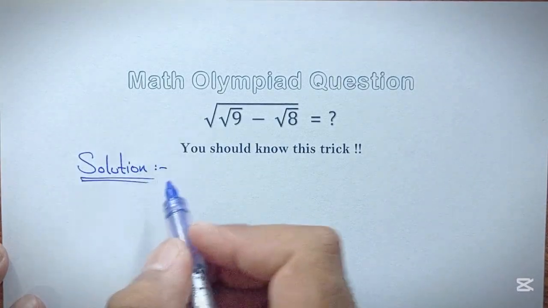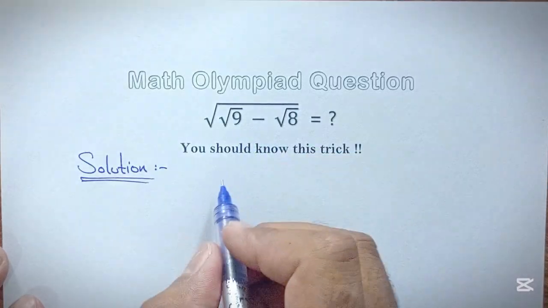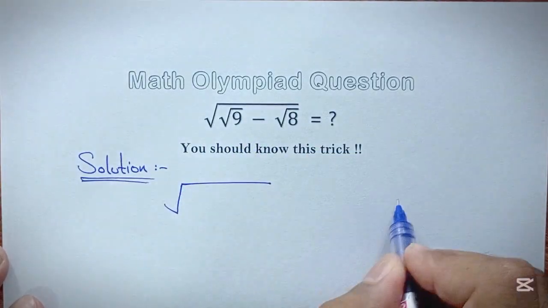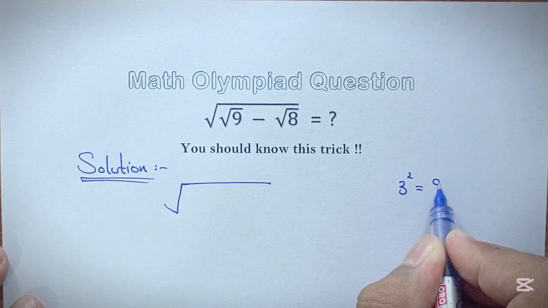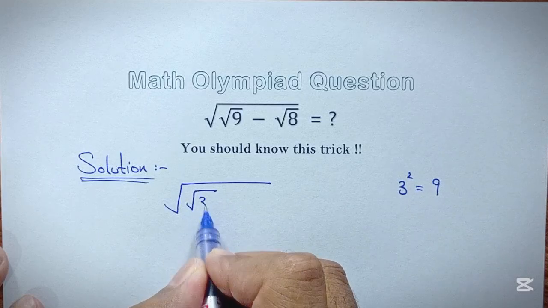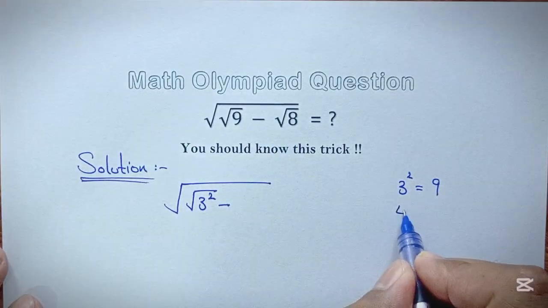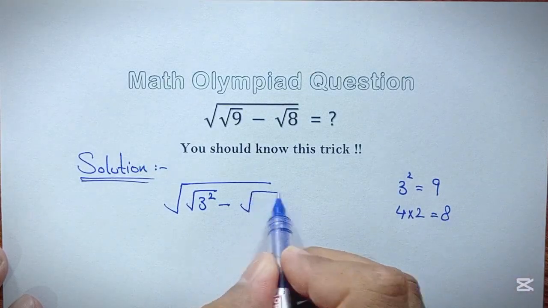Focus here. Here are two numbers, 9 and 8. The numbers are giving a clue and screaming, hey, man, start from us. Okay, we know 3 squared equals 9, so we replace it with 9. And 8 equals 4 times 2, so also replace it with 4 times 2.